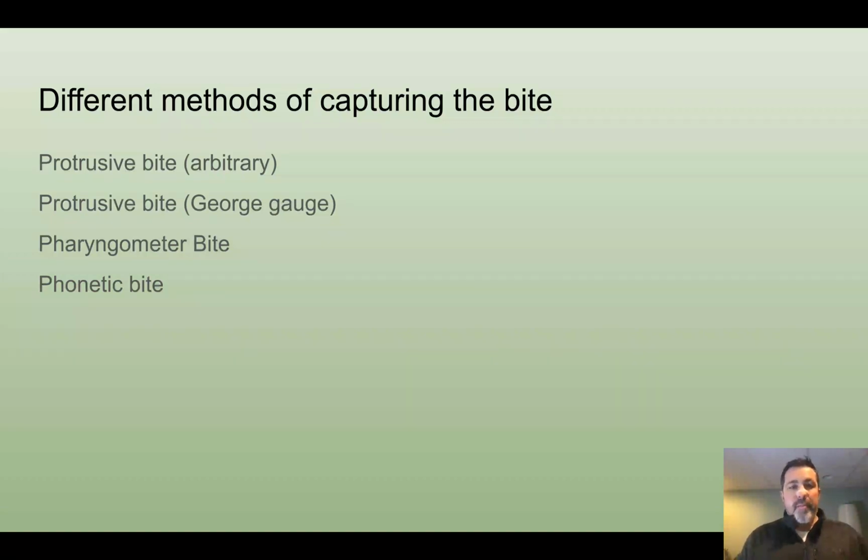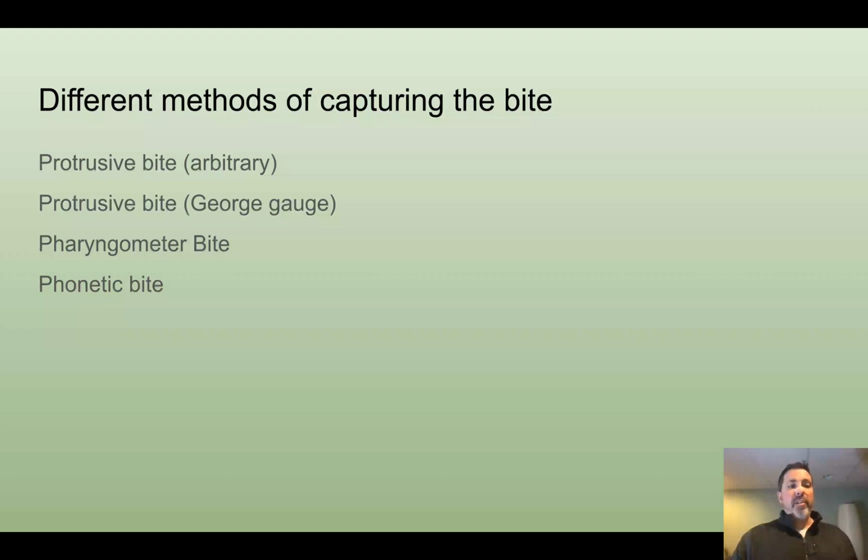As Dr. Kamisi talked about, there's something called the pharyngometer. The pharyngometer is a tool that uses an acoustic signal to find the proper position of the mandible in relation to the maxilla. But this requires a pretty hefty investment, not something I recommend you do early on in your journey towards dental sleep medicine, which is why I wanted to talk about the phonetic bite.